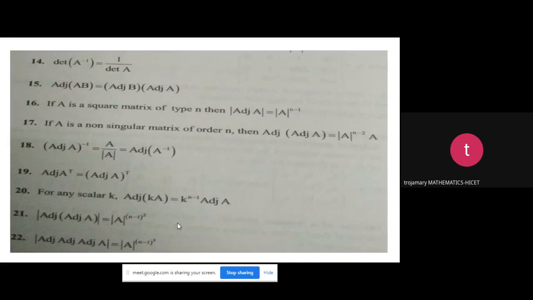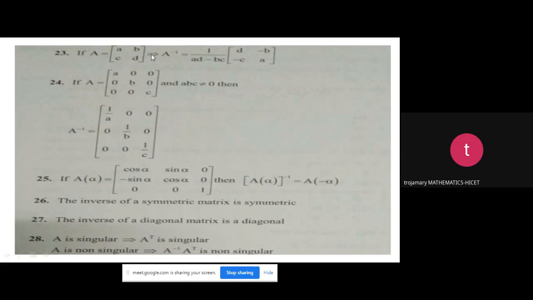Now, the determinant of adjoint A equals determinant A to the power n minus 1, and these are all the properties based on the inverse matrix. Now, if A equals a 2 by 2 matrix, A, B, C, D, then A inverse equals 1 by determinant A into adjoint A.